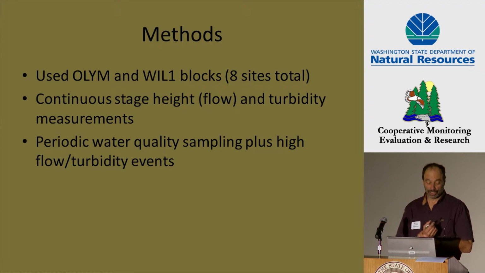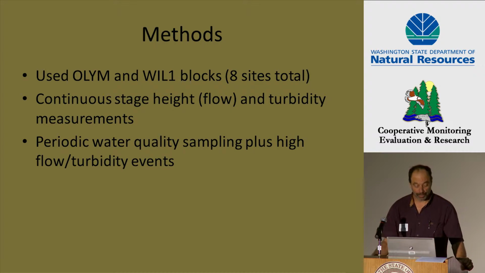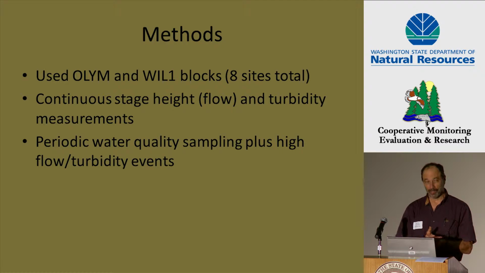And again, we did this in just 2 blocks, 8 sites total, had continuous stage height measurements here in the flumes, and we used that to calculate flow. And then at the 2 sites where we had to use culverts because we couldn't find a place to install a flume in the stream, we just came up with our own stage height flow relationship there. And then we took periodic water quality measurements, actual water samples, and sent them in for chemistry. We did that at about 6 to 8 week intervals, so a lot of those would be during low flows.